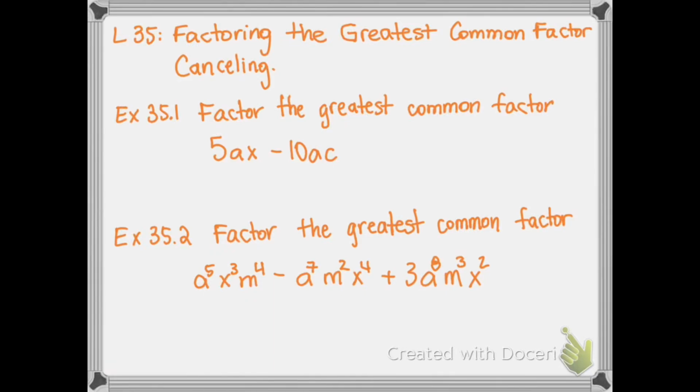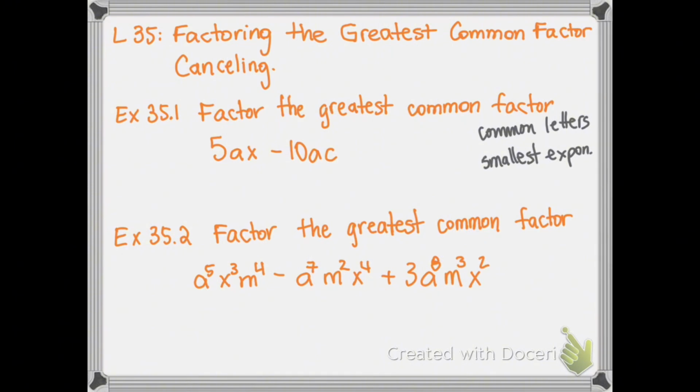Lesson 35, Factoring the greatest common factor and canceling. Now remember that the greatest common factor of an expression is the greatest common factor of the numbers and the common letters with the smallest exponent they appear.